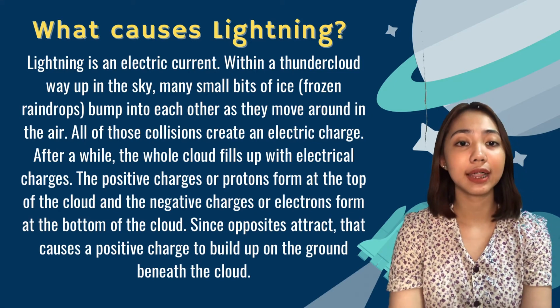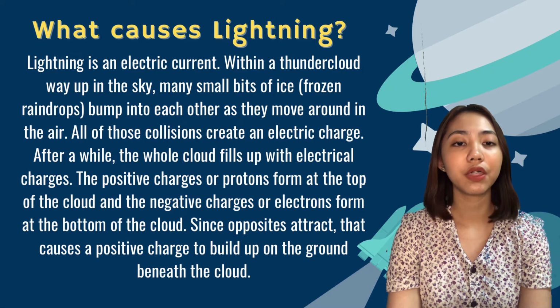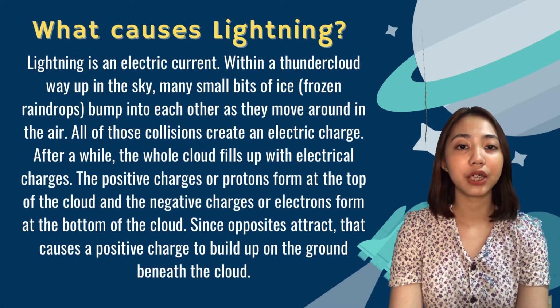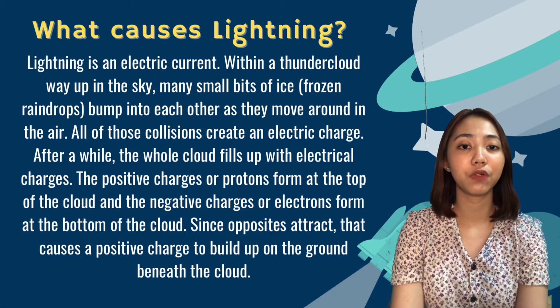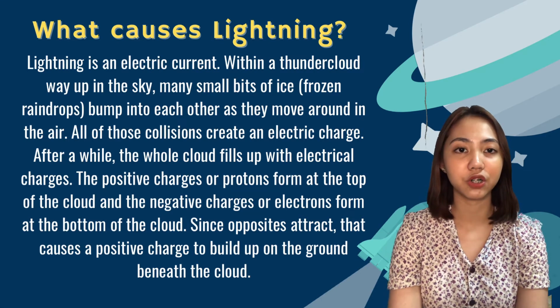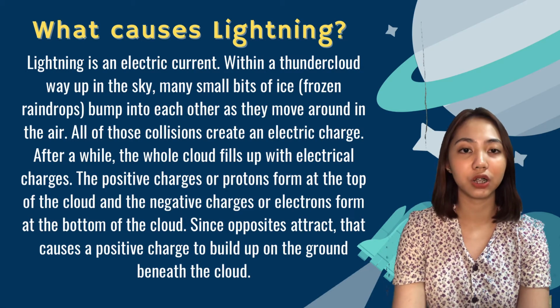What causes lightning? Lightning is an electrical current. Within a thundercloud way up in the sky, many small bits of ice or frozen raindrops bump into each other as they move around in the air. All of those collisions create an electric charge.